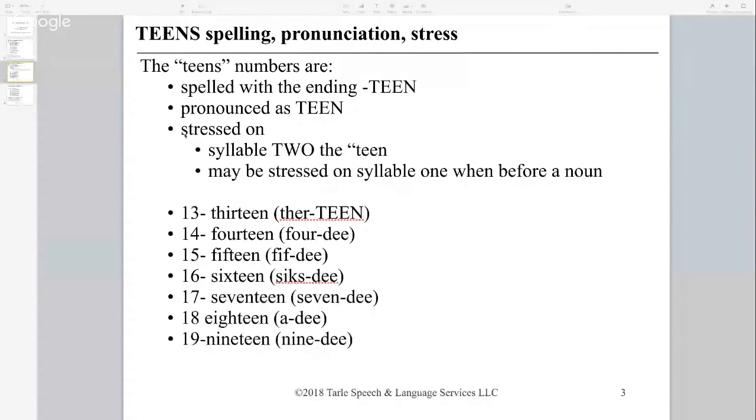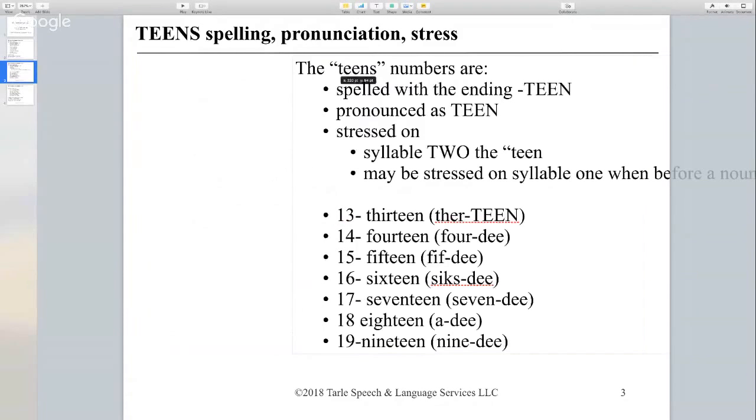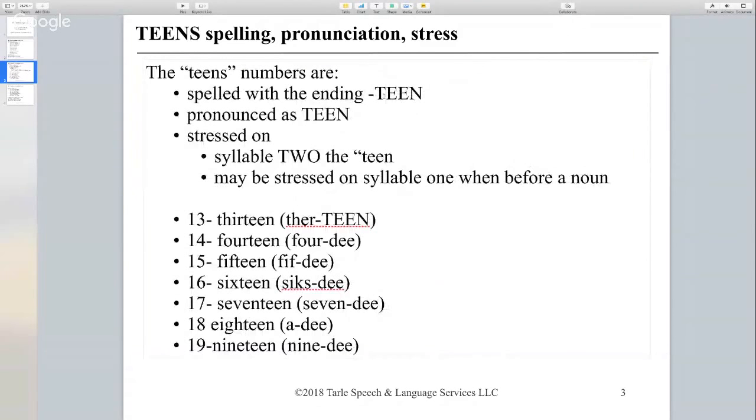Okay, so let's move on to the teens and you will see why I'm telling you to avoid that T with the 50. Okay, so we have the teen numbers. Those are numbers like 13, 14, 15, 16, 17, 18, 19. So those are the teens. All right, so let's go ahead and look at the handout here. Okay, so the teen numbers are spelled with the ending teen. So that's easy enough. And we are going to pronounce it as teen with a nice long E.